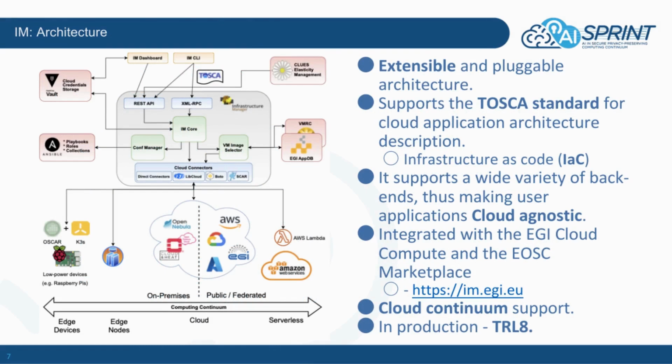Just to give a brief introduction to the Infrastructure Manager. It is extensible and has a pluggable architecture that enables adding any cloud provider when it is needed. It supports the Tosca standard for describing the cloud application architecture, so it uses an infrastructure as code paradigm. It supports a wide variety of cloud backends, thus making applications cloud agnostic. It is integrated with the EGI Cloud Compute service, and it appears in the EOSC marketplace. It provides cloud continuum support, and is working in production with TRL8.